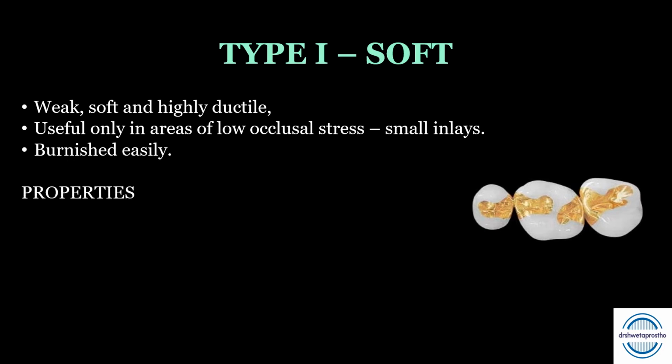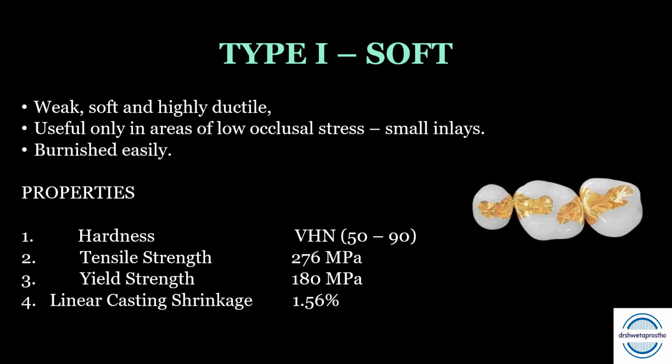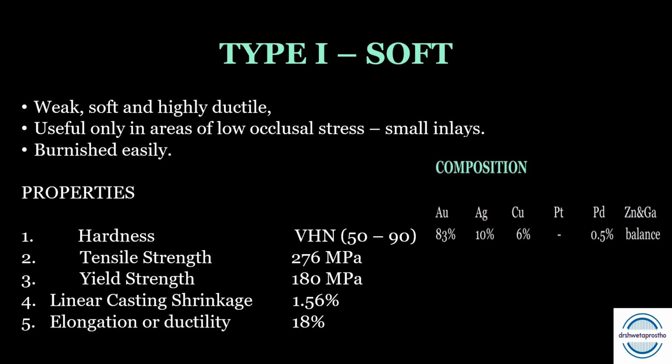Now coming to the properties of the type 1 gold alloys. First is hardness, which is low. Tensile strength is quite low, which is 276 megapascals. Yield strength is also low, 180 megapascals. The linear casting shrinkage is around 1.56%. Elongation or ductility is around 18%. These values I have taken from NUCIVICE. Talking about its composition, the gold content is around 83%, silver 10%, copper 6%, platinum palladium 0.5%, and traces of zinc and gallium.